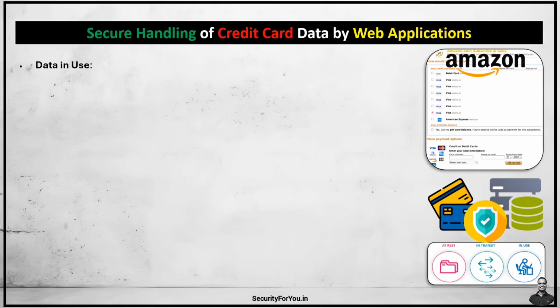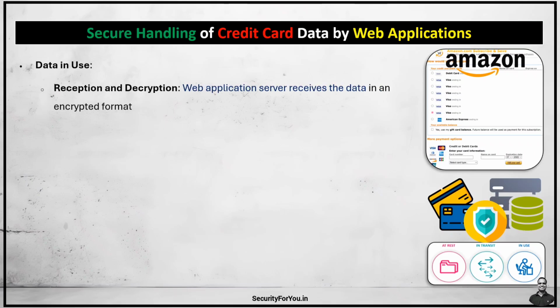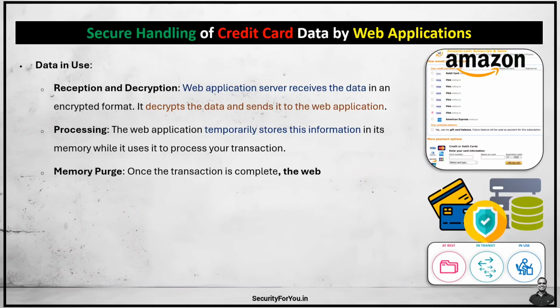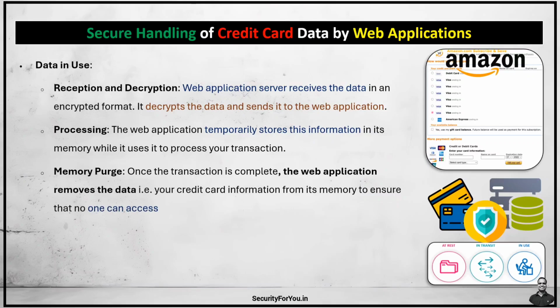Data in use. The web application server receives the data in an encrypted format. It decrypts the data and sends it to the web application. The web application temporarily stores this information in its memory while it uses it to process your transaction, right? And once the transaction is complete, the web application removes the data, which is your credit card information, to ensure that no one can access it afterwards, right?